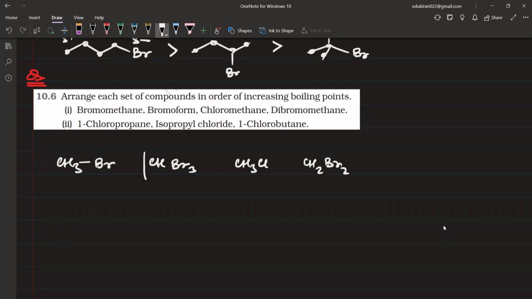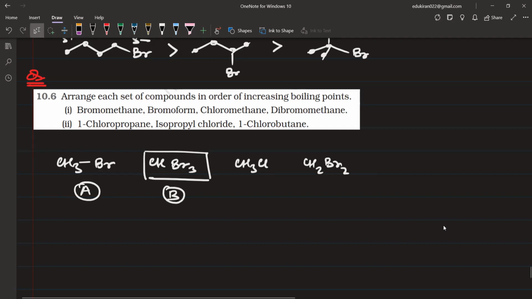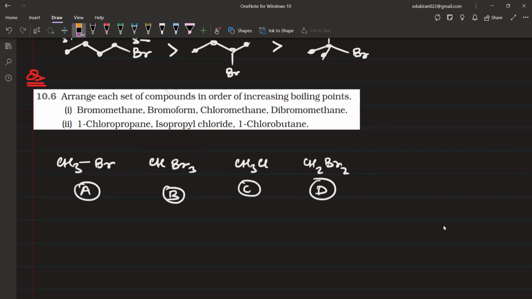We can see that this particular CHBr3, bromoform, should have the highest molar mass. So I will write here A, B, C, and D. As you can see, the carbon number is the same, so it is only differing in the molar mass. So B has the highest molar mass, which is why it will have the highest boiling point. Next is D, and then we have A, and at last we have C. This is happening because of the molar masses.